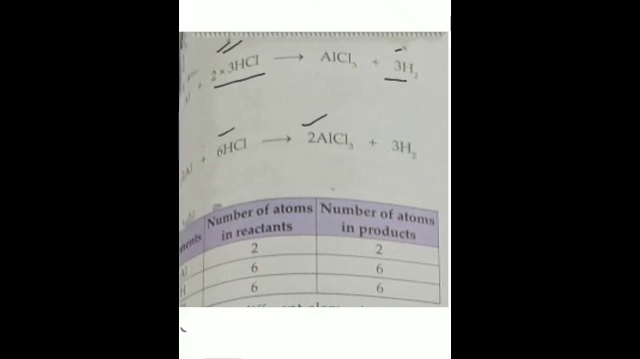So you can see after the balancing, the number of atoms of all the elements are equal on both sides. Is it clear? So please practice it, and then we'll practice it further in the next session.